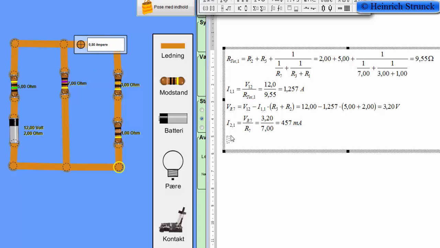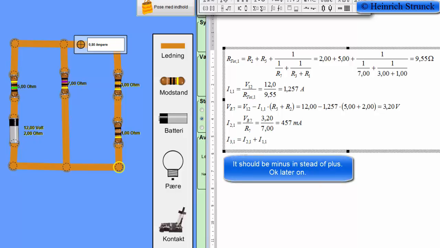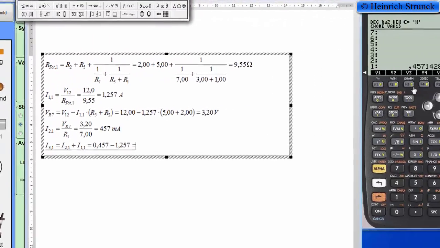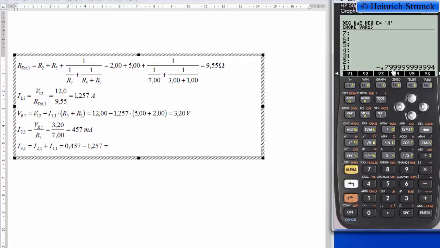So if we are going to calculate the I3 in the first iteration, it must be I2 in the first iteration minus I1 in the first iteration. So that's where we many times can make a fault when using the superposition law. Then we put in the numbers. And we got negative 800 milliamp. Store that in number 4.